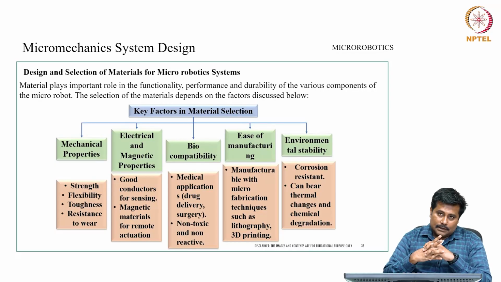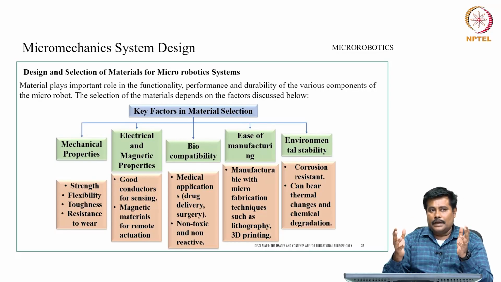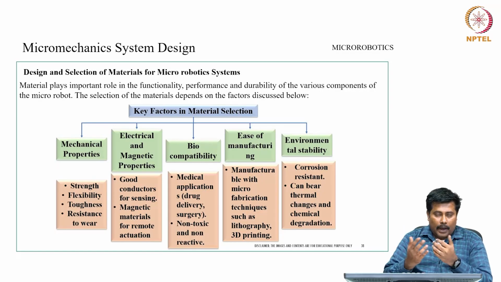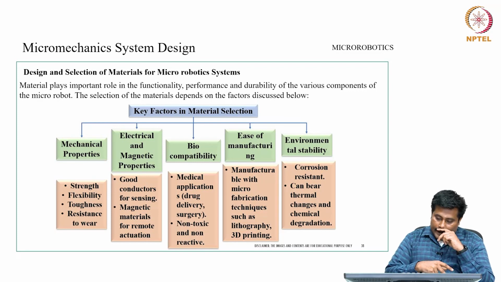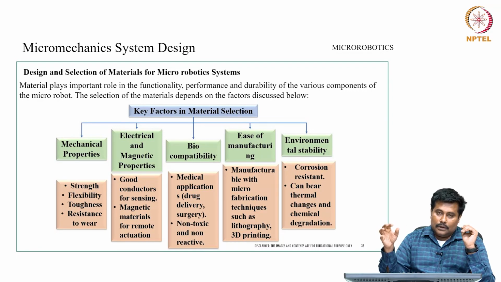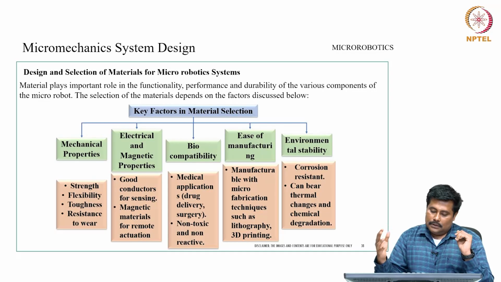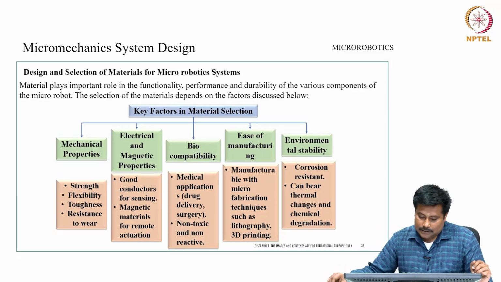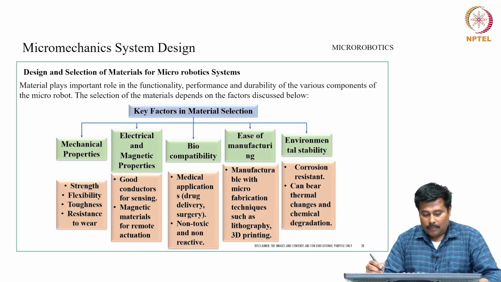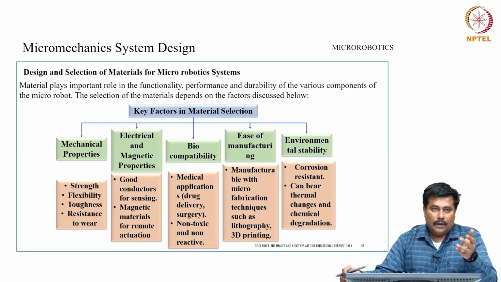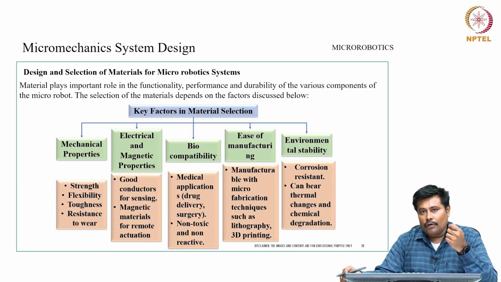When we look into the overall classifications or parameters involved in the design and selection of a microrobotic system, we may need to classify it based on the different challenges, properties, and parameters. So let us classify the materials for a microrobotic system. A material plays an important role in the functionality, performance, and durability of the various components of the microrobot. So the selection of the material depends upon several factors.